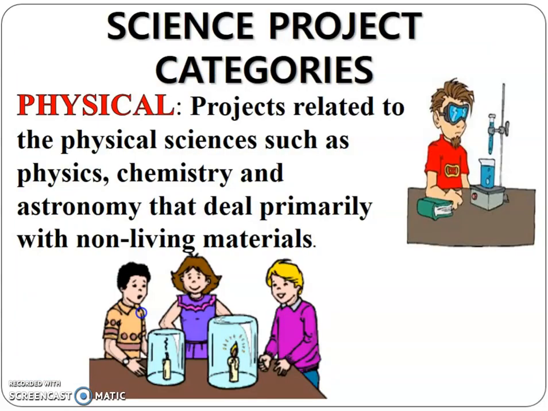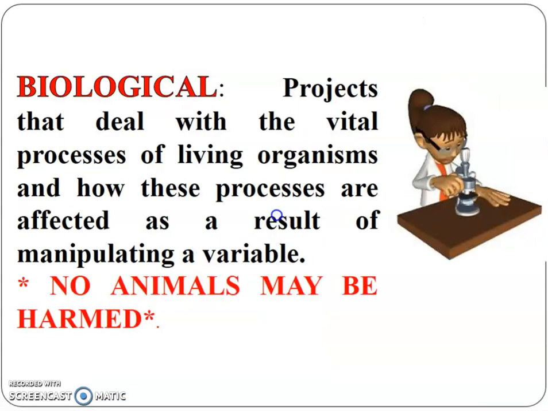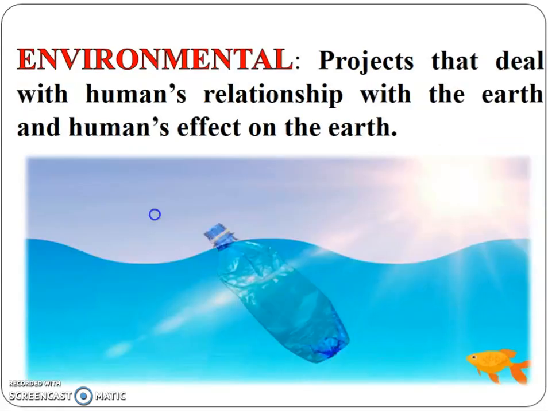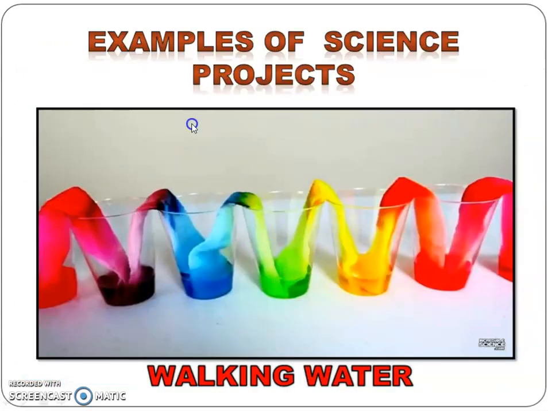Now there are science project categories. For example, physical, wherein the projects are related to the physical sciences such as physics, chemistry and astronomy that deal primarily with non-living materials. Biological, wherein the projects deal with the vital processes of living organisms and how these processes are affected as a result of manipulating a variable. Here, no animals may be harmed, since it is not allowed. Environmental, where the projects deal with humans' relationship with the earth and humans' effect on the earth.